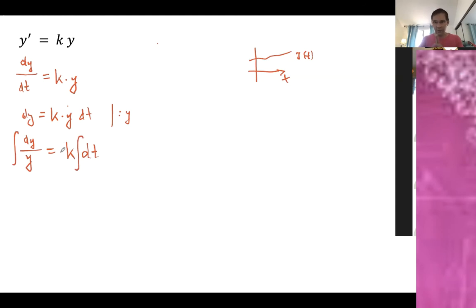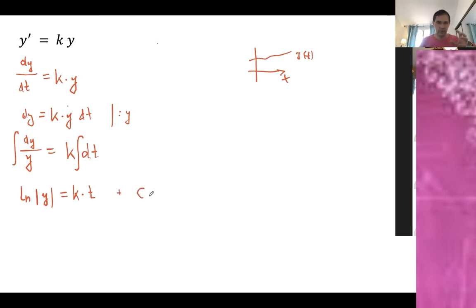A question for you now. What is the integral of dy over y? ln y. Excellent, exactly, this is ln of y. So ln of y equals k times, the integral of dt is t, so t, and then plus c.